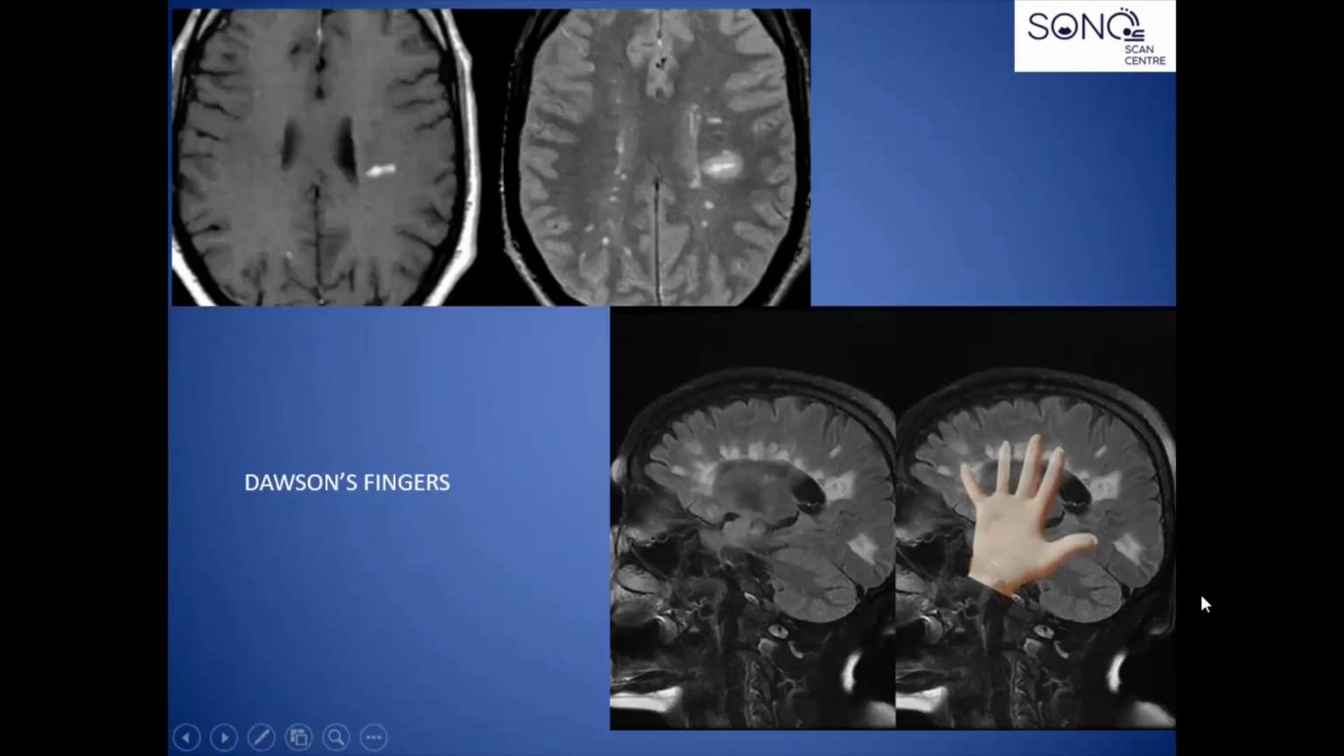Everybody knows what is called the Dawson fingers. The periventricular multiple lesions are noted here, like a sunray appearance. They are perpendicular to the ventricle. It goes along the perimedullary veins, and this is the axial sequence. So here, this perpendicular orientation is noted.